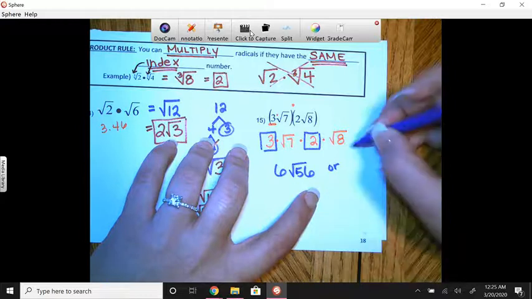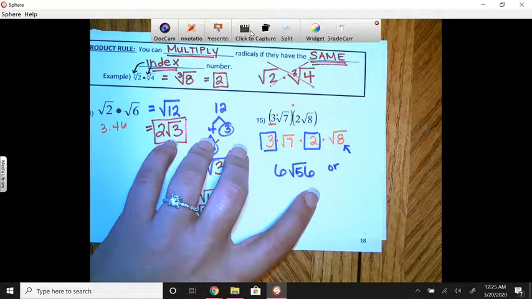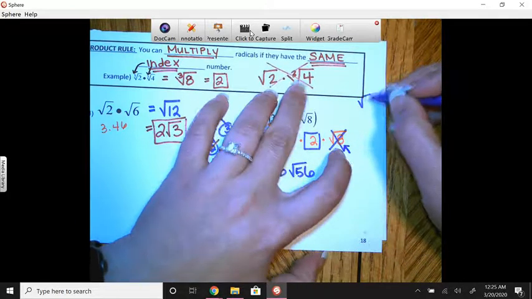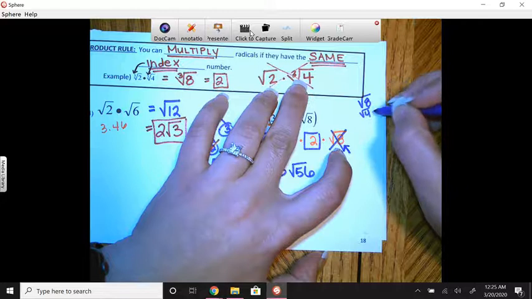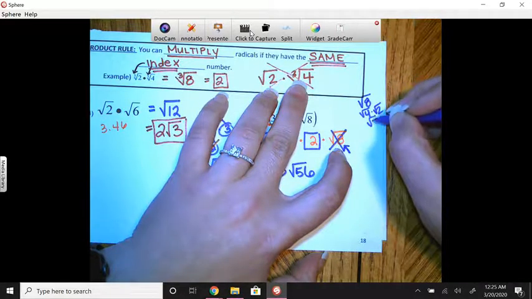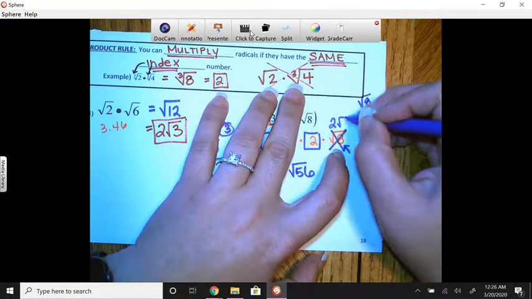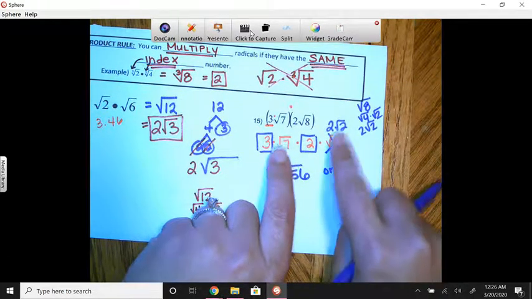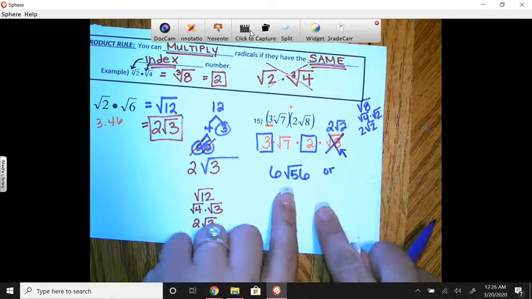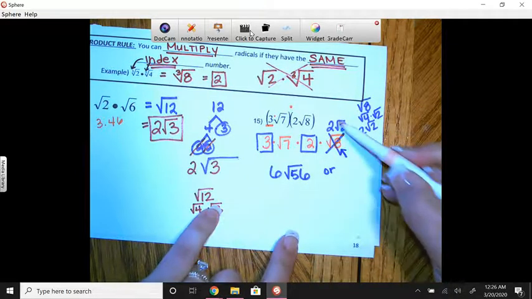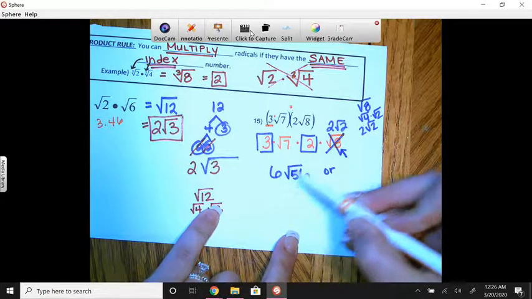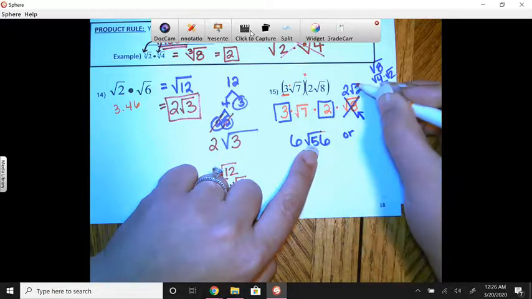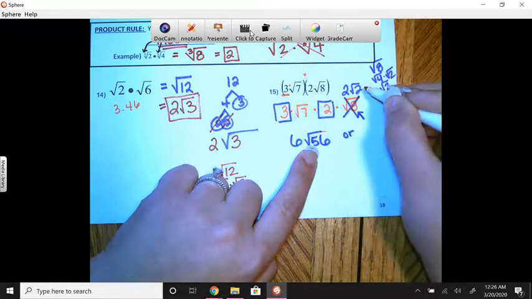Or you could simplify this first. So if you simplify this instead, when you simplify the square root of 8, you would get 2 rad 2. So you could simplify before multiplying these together. If you go about doing that, you will still end up with the same answer. The nice thing about simplifying this first is now you don't have a large number in the radical. So I'm going to go ahead and continue with this, but you would get the same answer if you multiplied all of these here together.